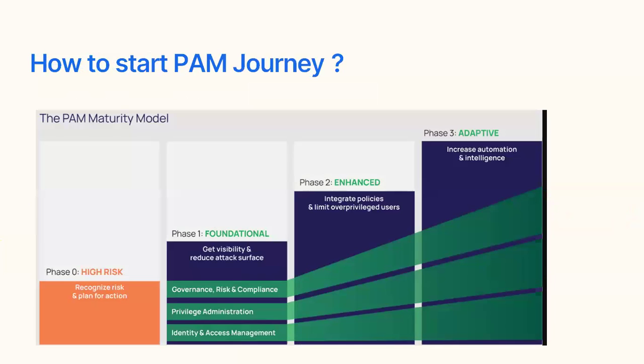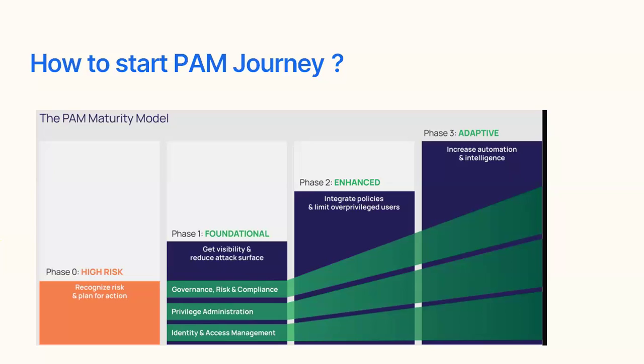Okay. So how does an organization start a PAM journey? First, the organization needs to accept the risks. So what is the risk? If there is no PAM tool, all provisioning is done manually, there is no centralized solution to manage the privileged identities, and they don't have any kind of monitoring. So first, the organization has to accept that they are at risk.